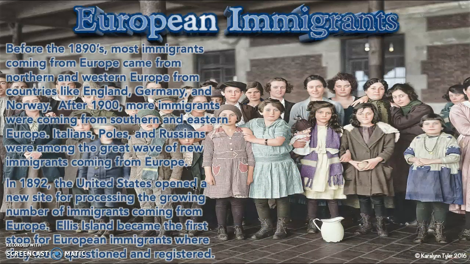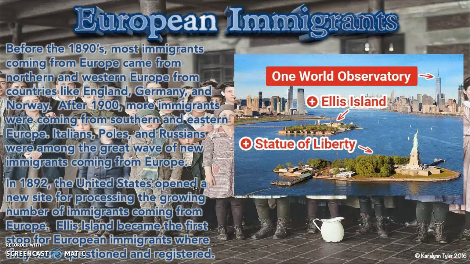In 1892, the United States opened a new site to process the growing waves and numbers of immigrants coming into the United States from Europe. Ellis Island became the first stop for European immigrants, where they were questioned and registered.